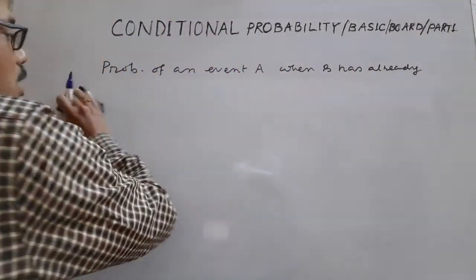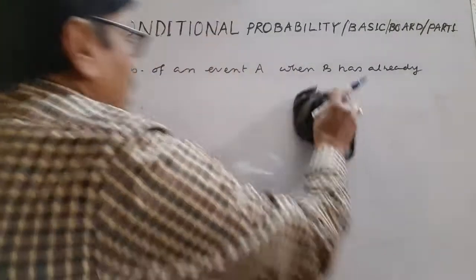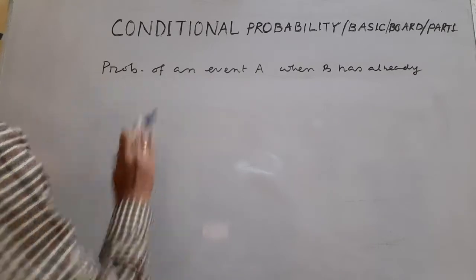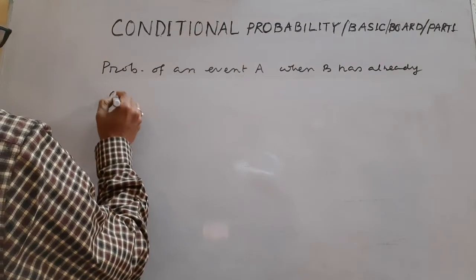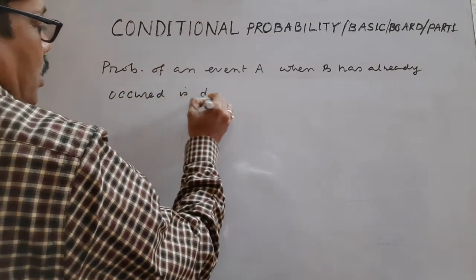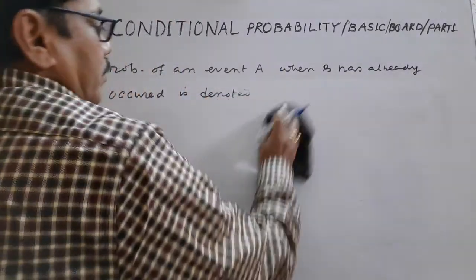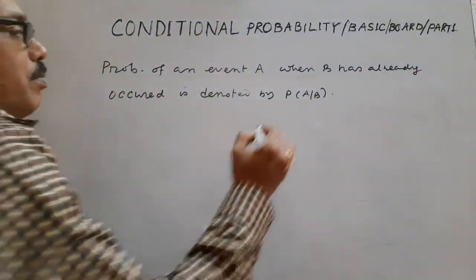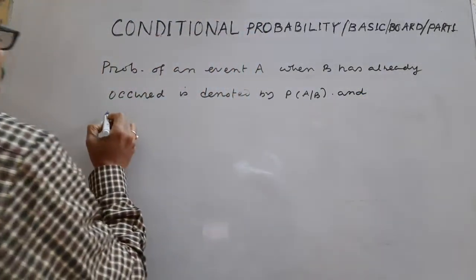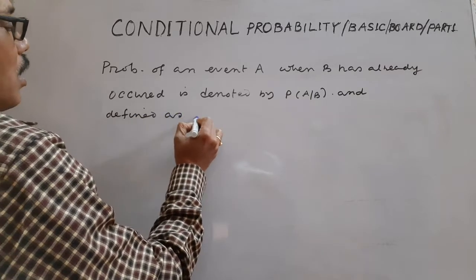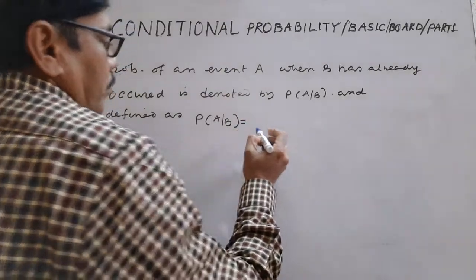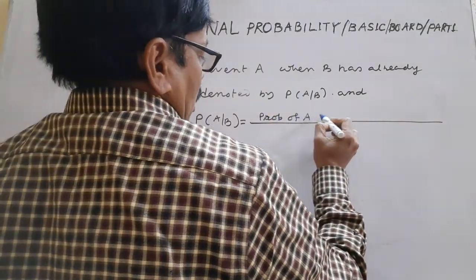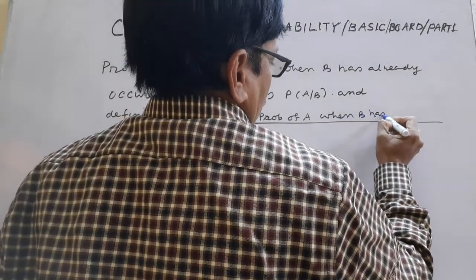Probability of an event A when B has already occurred is denoted by P(A/B) and defined as P(A/B) equals probability of A when B has already occurred.